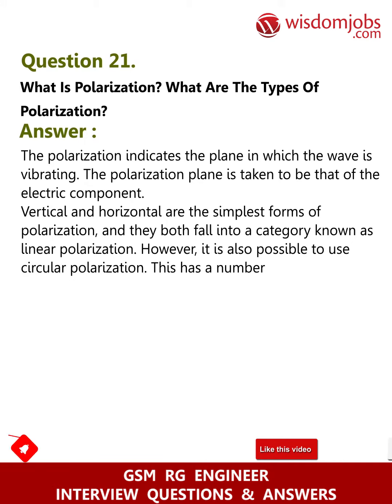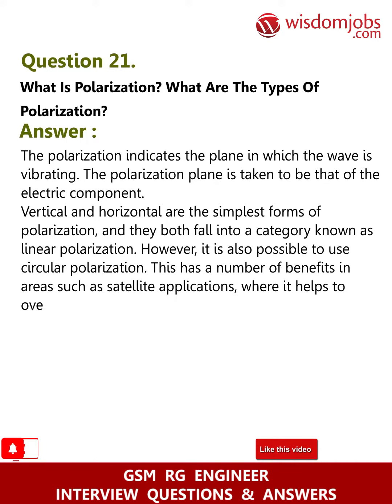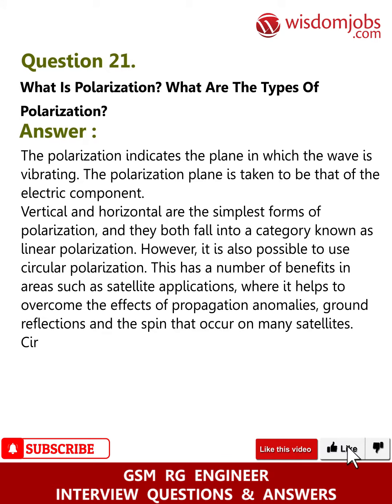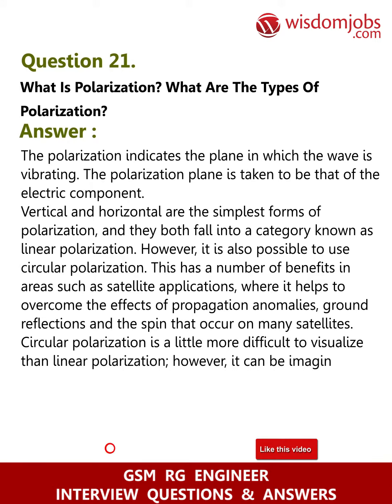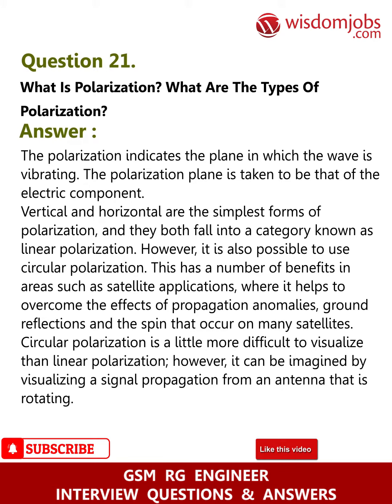This has a number of benefits in areas such as satellite applications, where it helps to overcome the effects of propagation anomalies, ground reflections and the spin that occurs on many satellites. Circular polarization is a little more difficult to visualize than linear polarization. However, it can be imagined by visualizing a signal propagating from an antenna that is rotating.